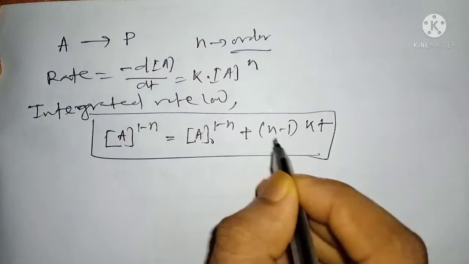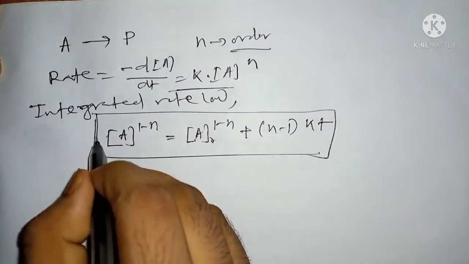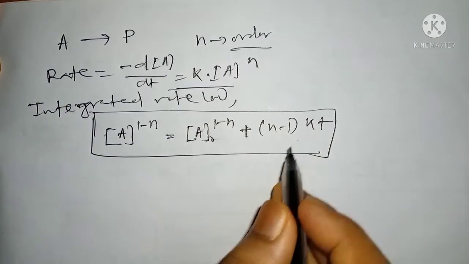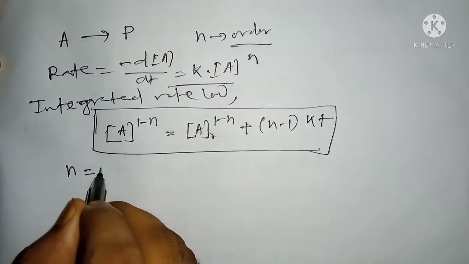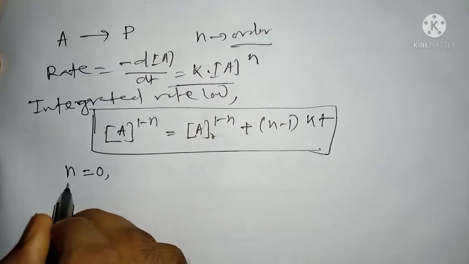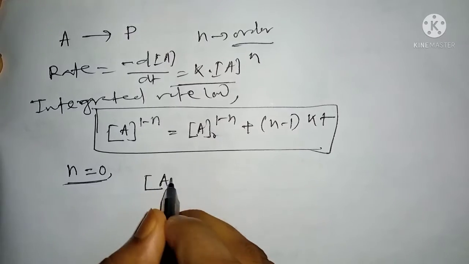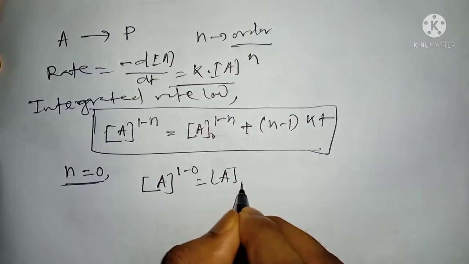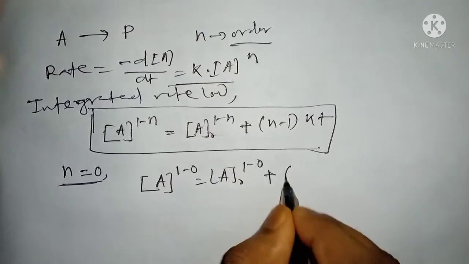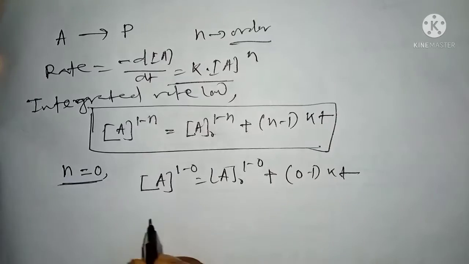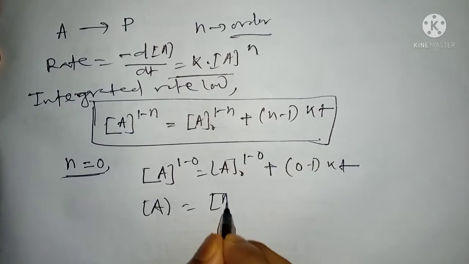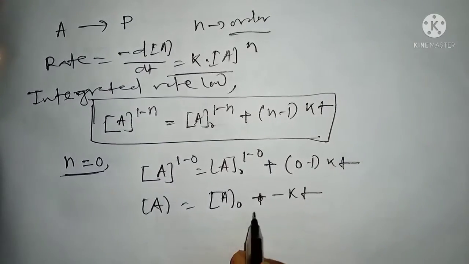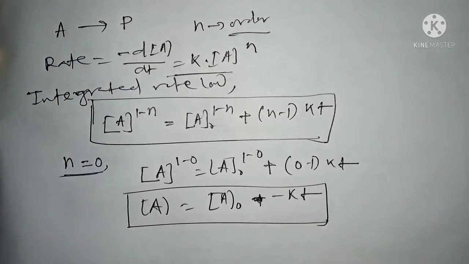So integrating this, we calculate [A] to the power 1 minus n equals [A0] to the power 1 minus n plus (n minus 1) kt, where suppose n equals 0, 1, 2, anything. In an n equals 0 order reaction, the rate law equation: [A] to the power 1 minus 0 equals [A0] to the power 1 minus 0, putting n equals 0. So this is 0 minus 1 kt, so concentration [A] equals [A0] minus kt. So this is the zero order reaction rate law equation.